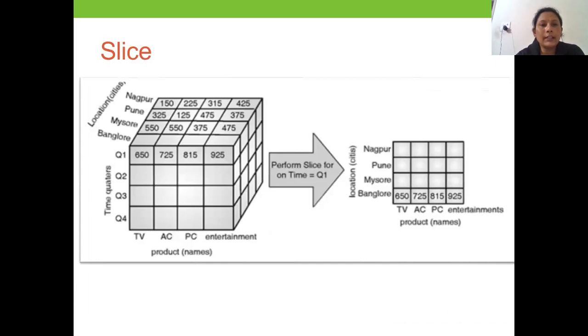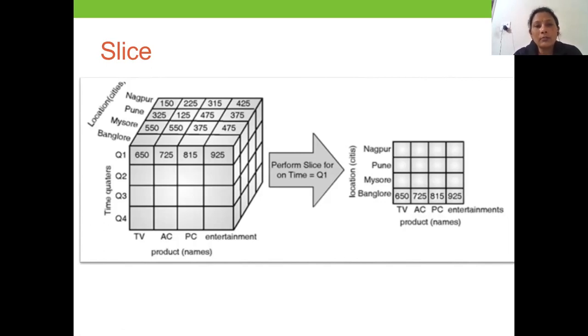Now we have the next operation, which is the slice operation. A slice operation is, suppose we are given a cube and we can slice it by considering one dimension at a time. It will give us a view regarding one dimension, so that the data cube will not be complex, and thus decision making can be made simpler if we talk about one dimension at a time.